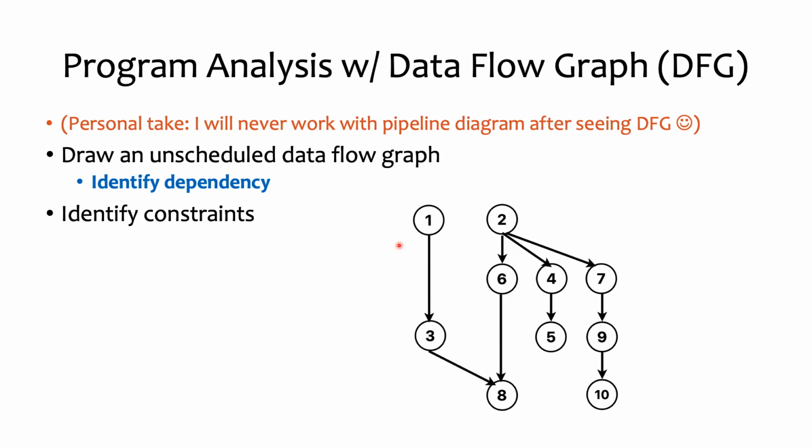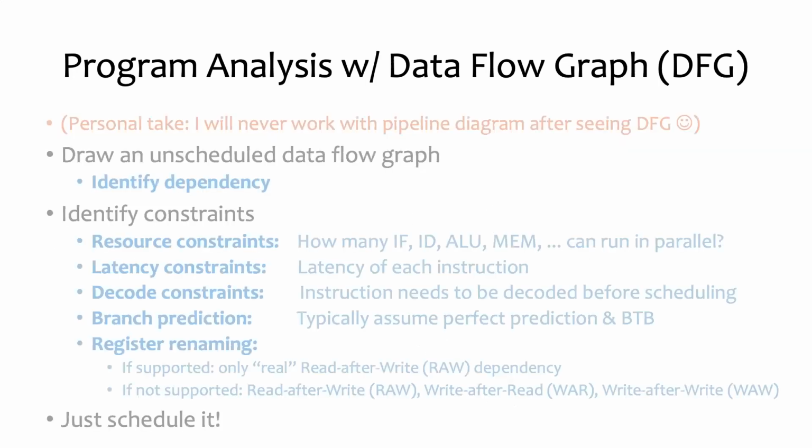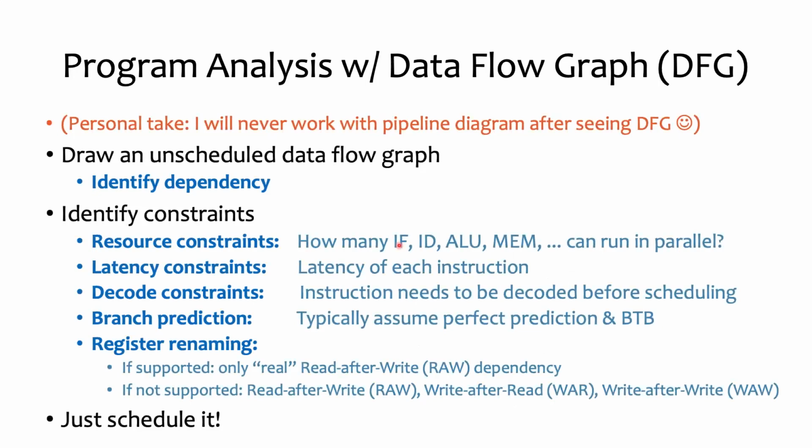I know on the surface it's the number of resources, that's the resource constraint. But let me show you a few more constraints. You actually need to consider all of these constraints when it comes to scheduling a data flow graph. If you miss any single piece, you will not be able to successfully schedule it. Each of them is equally important.